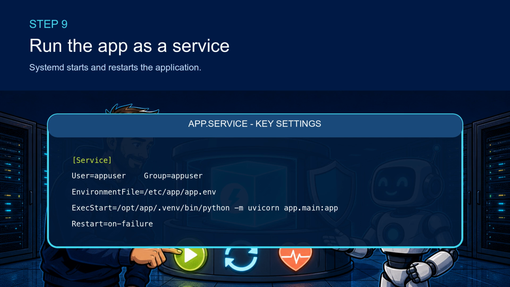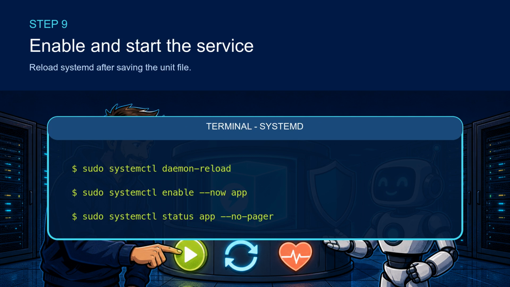Do not leave the application running in a terminal. Systemd starts it when the server boots and can restart it after a failure. Create the service file. It runs as appuser, reads the environment from /etc/app, and binds FastAPI only to localhost. Reload systemd, enable the service, and start it now. Check that the status is active and running.